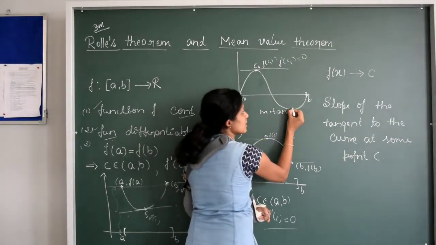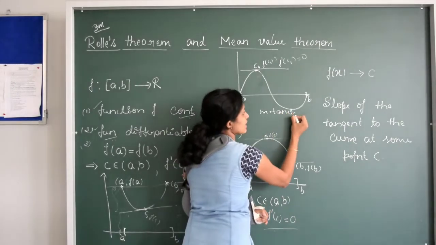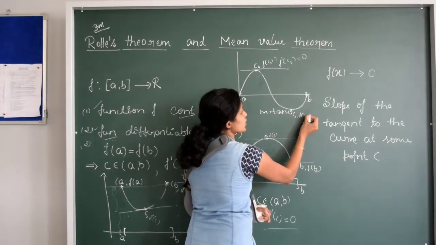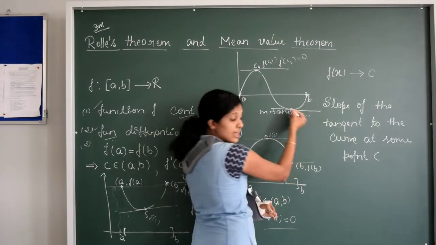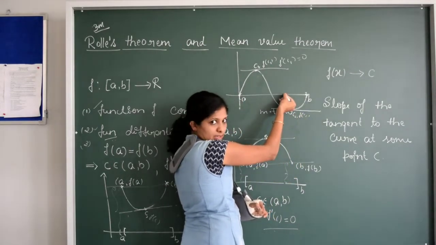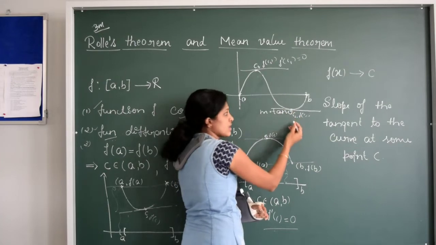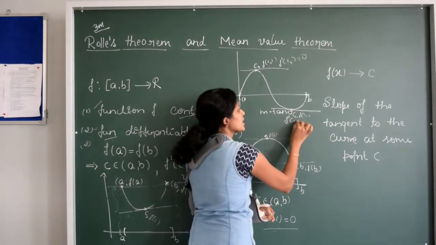Another one here is possible, right? So here I can consider C2 and f of C2. Here also I can draw the tangent, right? This tangent will be parallel to the x-axis. So the slope of this tangent is also equal to 0. So f dash of C2 is equal to 0.